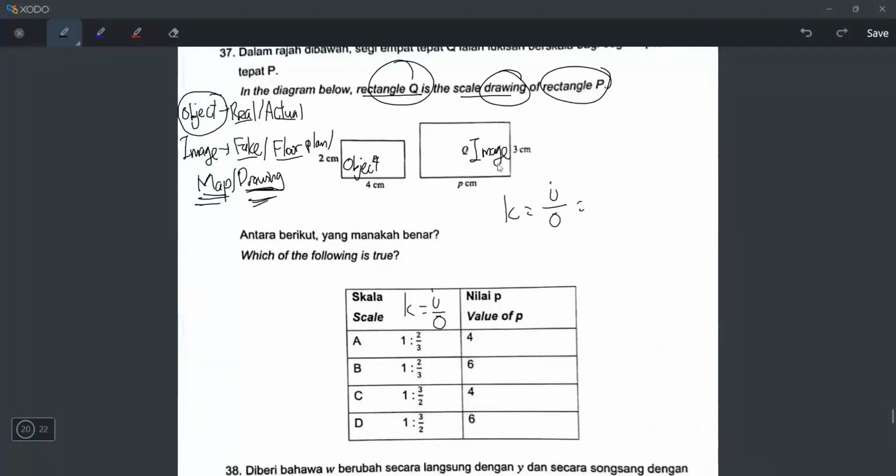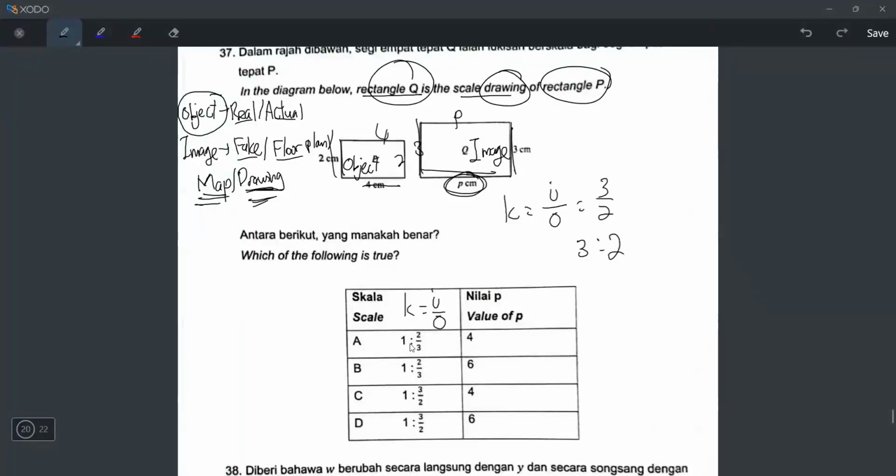And I already know the image is what? Is 3. This is 3. This is P. This one is 2. This one is 4. So I can take 3 divide 2. Actually, I can also take P divide 4, but we have a problem because we don't know P. So we'll take this divide this. So 3 divide 2. So that's the scale. But 3/2 you can convert into ratio, which is 3/2.